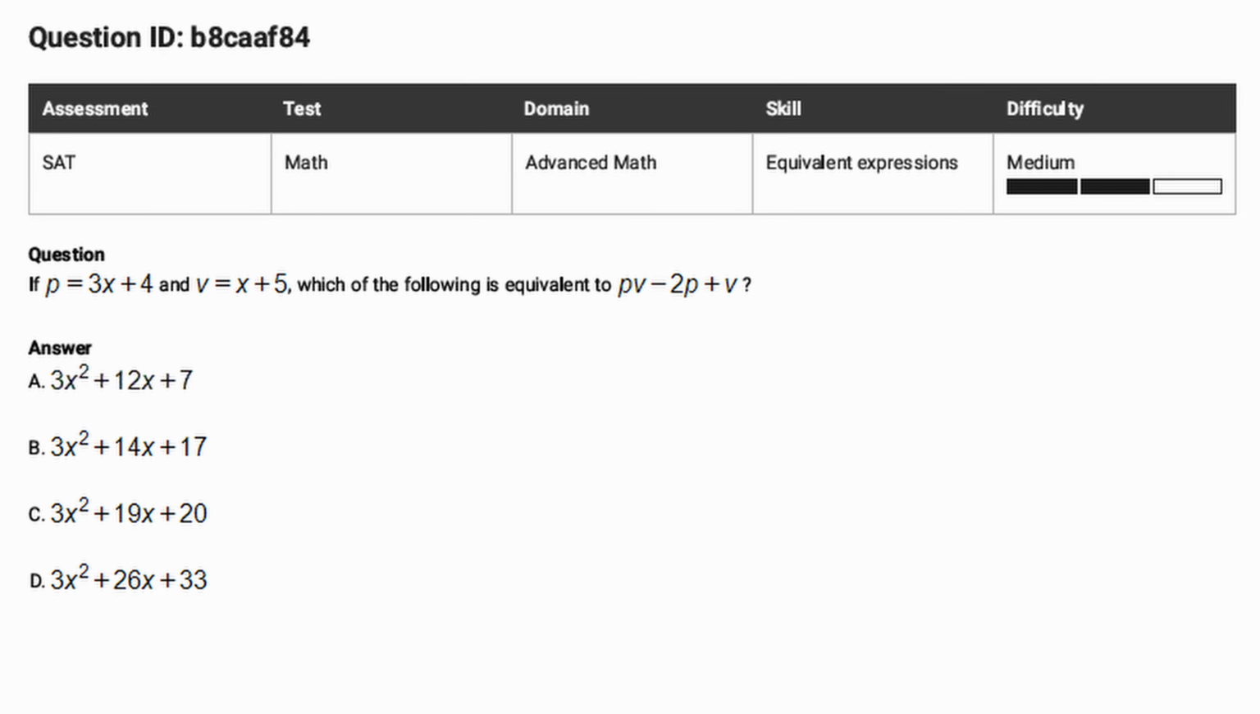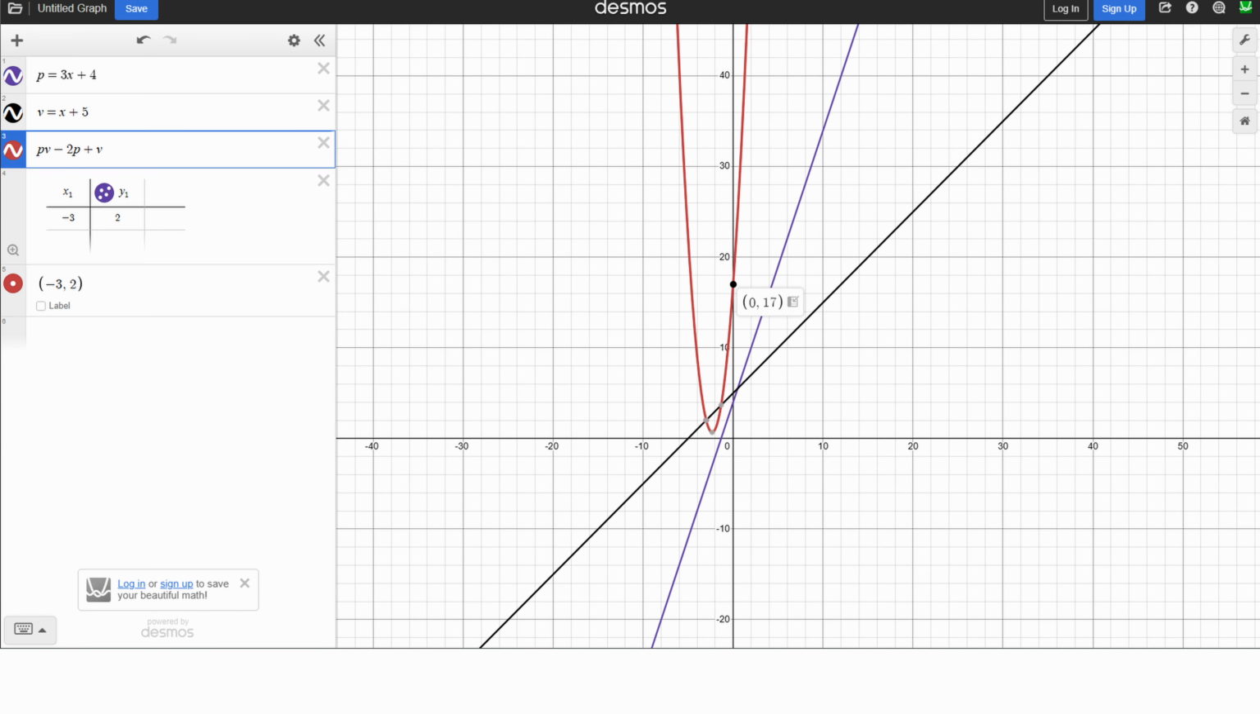Here's the next one. If p equals 3x plus 4 and v equals x plus 5, which of the following is equivalent to pv minus 2p plus v? All right, so for this one, we actually can use Desmos, I think. All you have to do for this problem is type into Desmos p equals 3x plus 4, then on another line, v equals x plus 5, and then right underneath that, type in pv minus 2p plus v. Immediately, Desmos will spit out a fully expanded quadratic expression. And that expression is literally your answer.